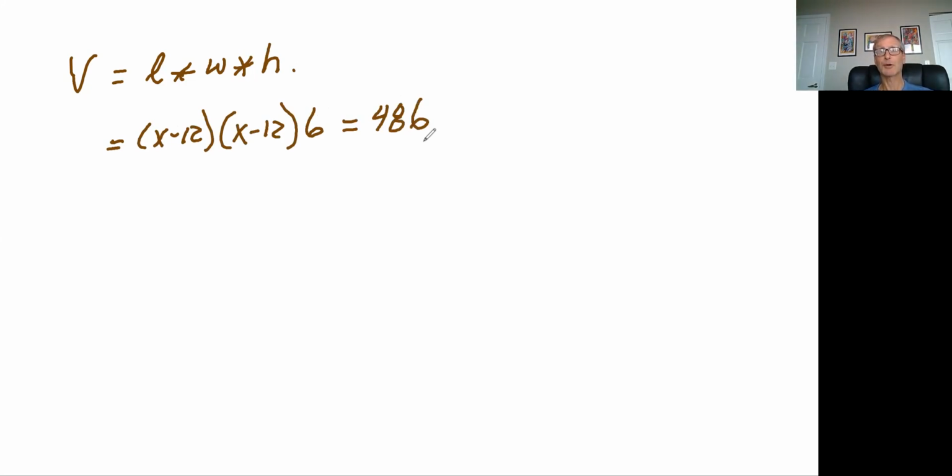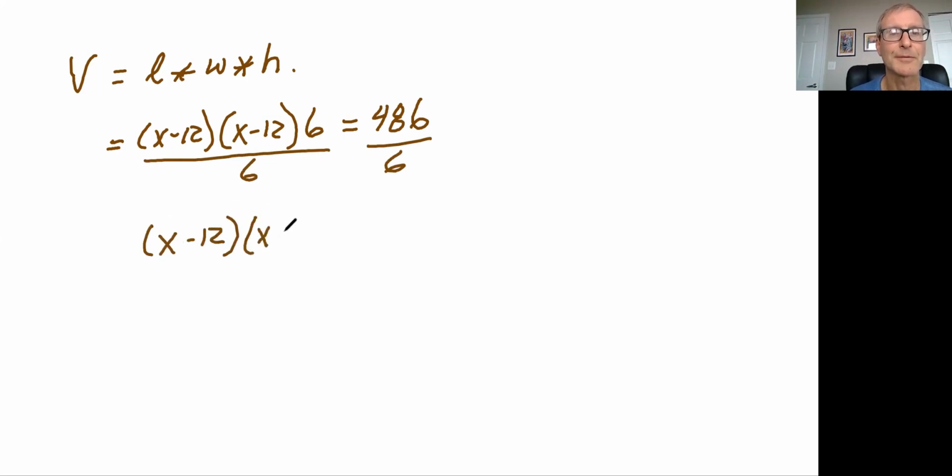So there's a couple ways to solve this. I'll show you one way, and then in the slides you can look at the other way. First thing, regardless of any way, is you want to get rid of this 6. And so let's divide each side by 6 to get started. So when you do that, you have X minus 12 times X minus 12. And if you divide 486 by 6, we get a nice number of 81. So this is a square.